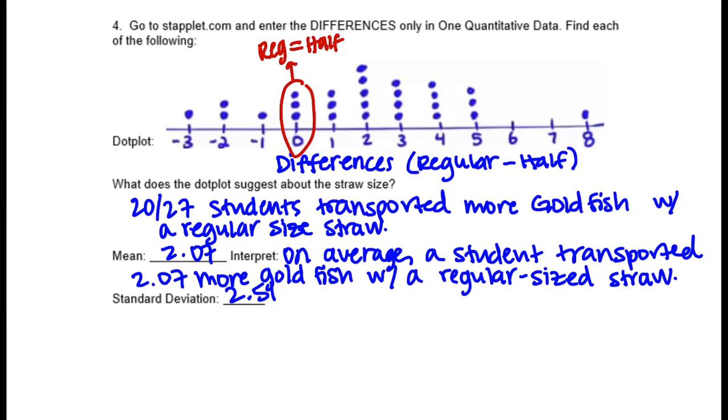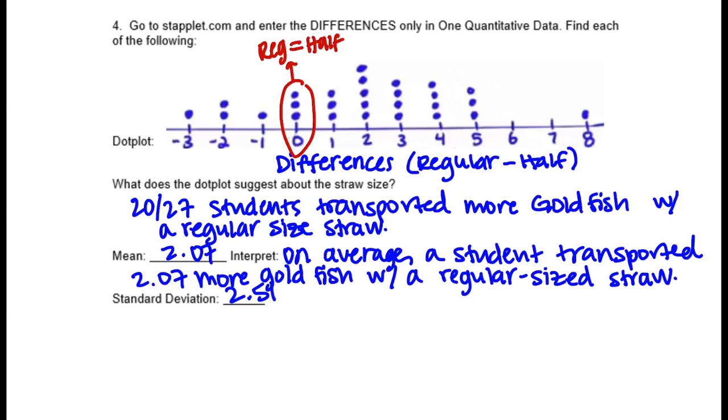That students transported the same amount of goldfish with a regular straw as a half straw. Now, one example of that was the student who did 8 and 8, but someone could have done 15 and 15, and they would have the same score in the end because their difference is 0. So the skill level of each individual isn't going to affect the results because they're being measured against themselves.